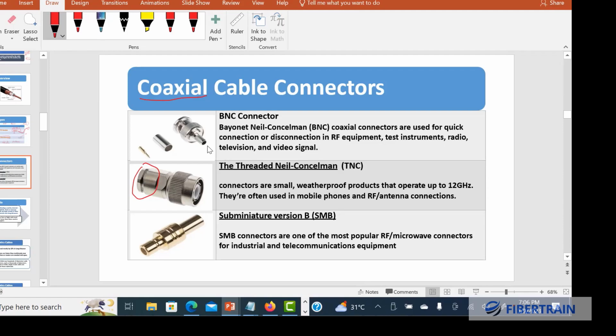So it depends really on the connector type that the modem accepts. It could be this, could be this, could also be this. This is a threaded Neill-Concelman connector, or TNC connector, and this is a sub-miniature version B, or SMB connector. These are used mostly in telecommunication equipment.